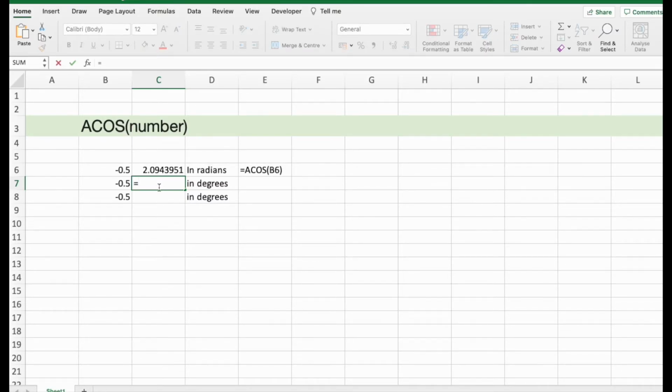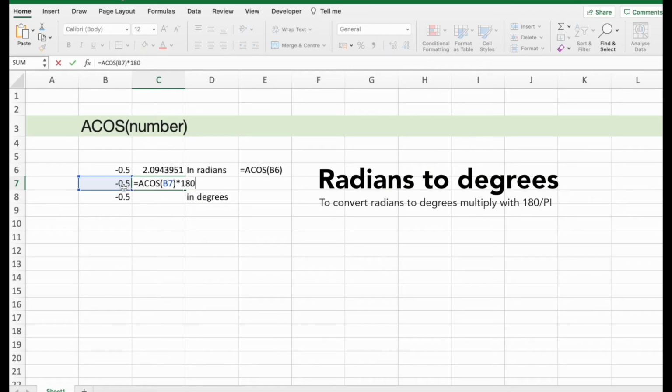Now, the second one I want to show you is how to get it in degrees. Times 180 over pi.